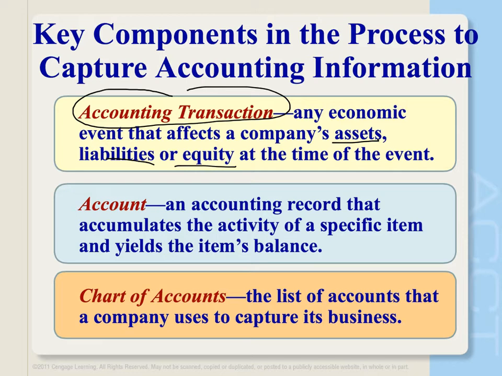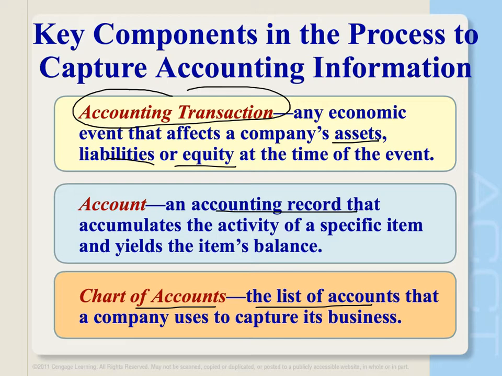Second, we have the account, and the account is an accounting record that accumulates the activity of a specific item and then yields the item's balance. And third, we have the chart of accounts, which is simply the list of accounts that that particular company uses to capture its business.